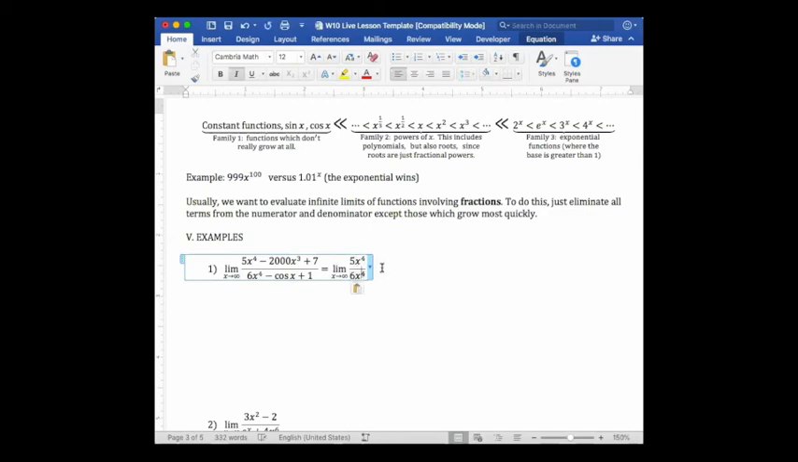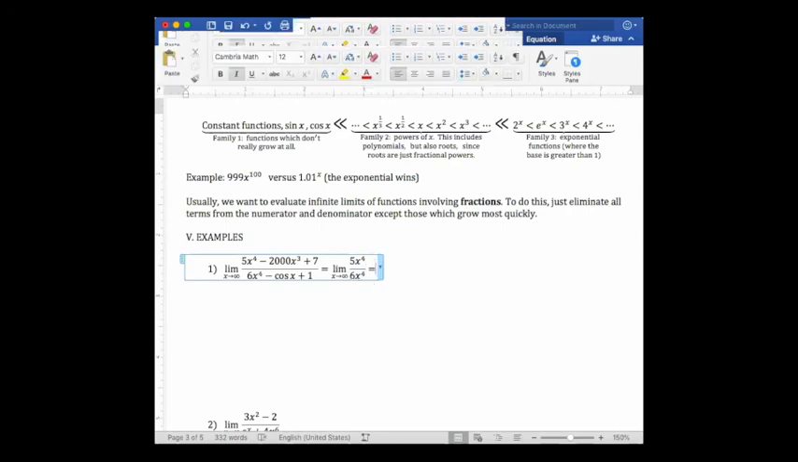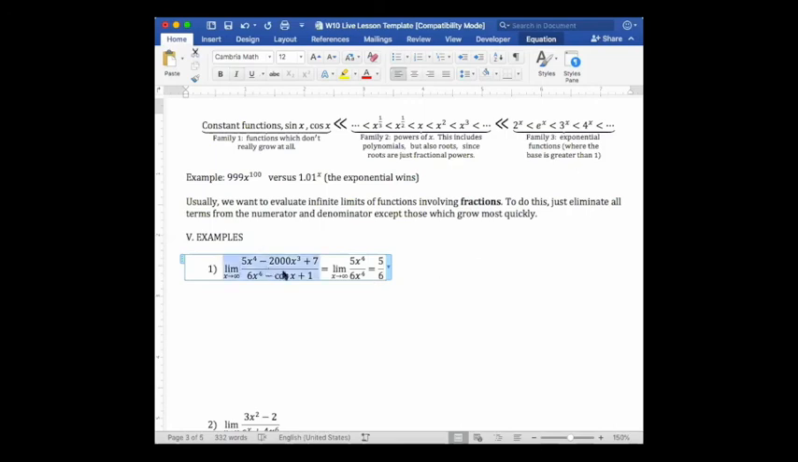Now, here's the payoff. Why is it worthwhile to drop the slower growing terms? The reason is that with this simplified expression, we can actually simplify it quite a lot. We can cancel the x to the fourths from the numerator and denominator, and this is just 5/6, which is the value of the limit. In other words, if you plugged a giant number into this expression, like if you replaced x with 1,000 or something, you would get something very close to 5/6.